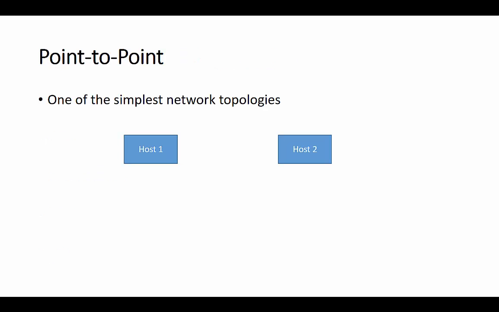Point-to-point is one of the simplest network topologies, and as you can see in the diagram, point-to-point connects these two hosts, host 1 and host 2, using a network connection.